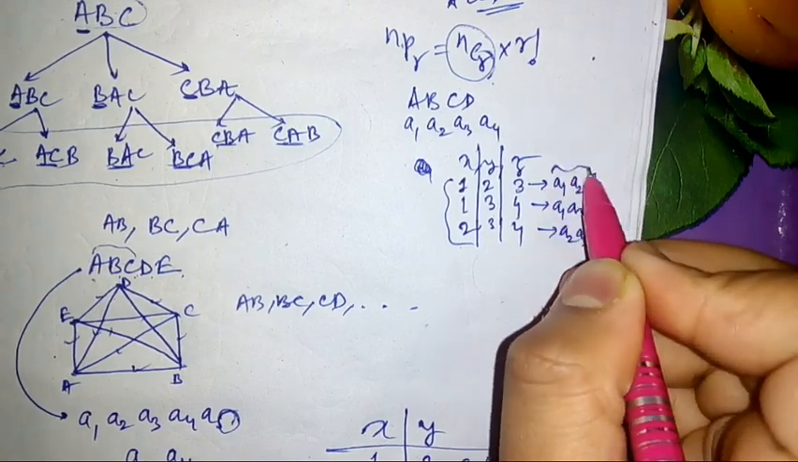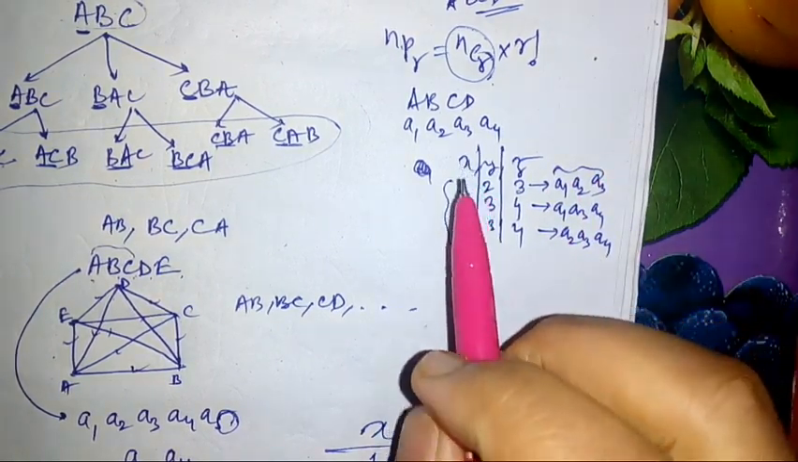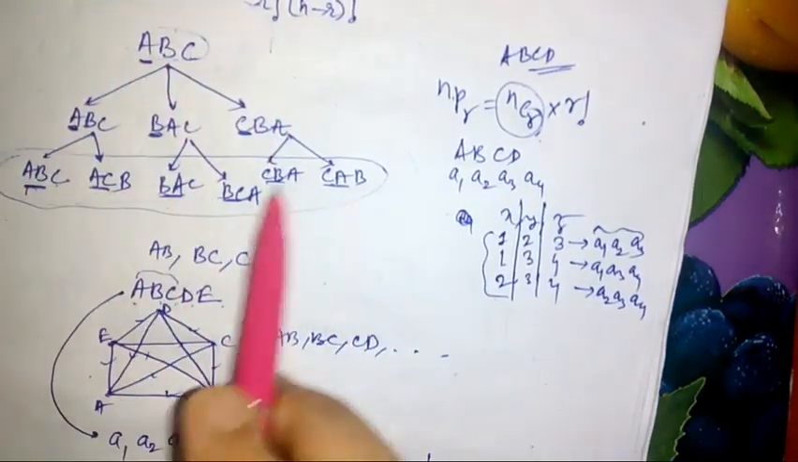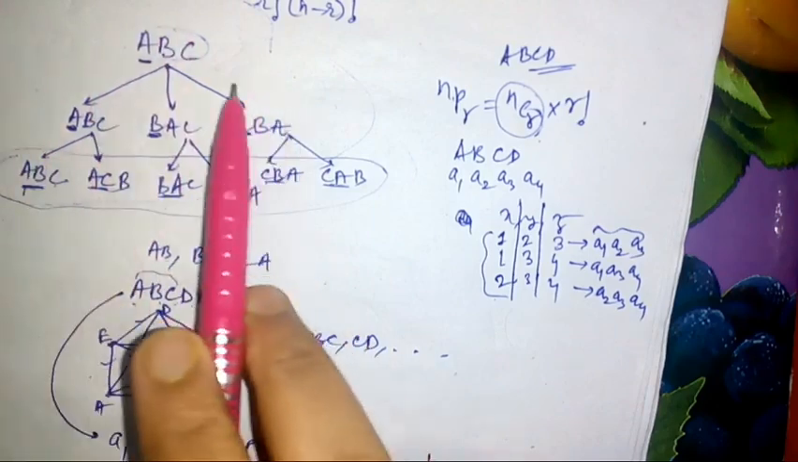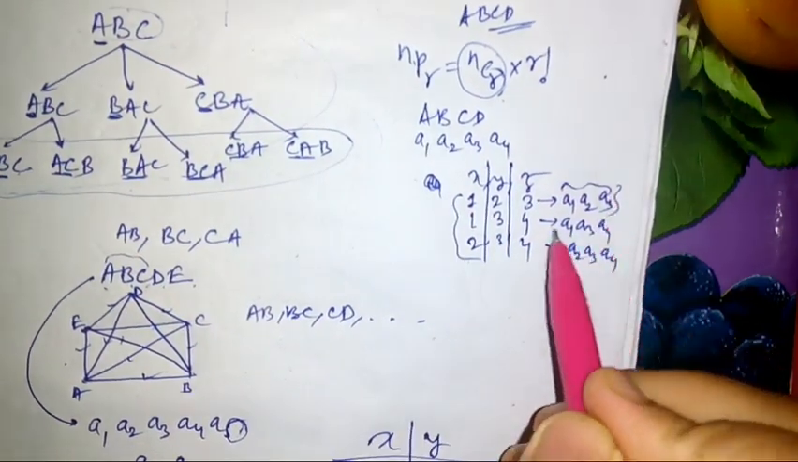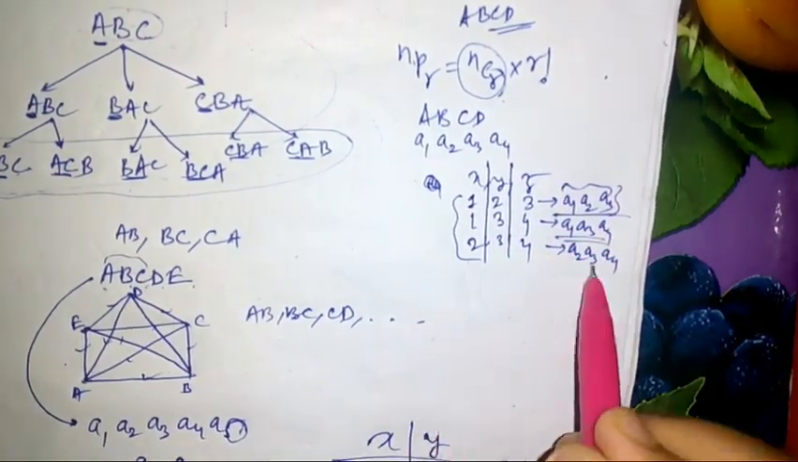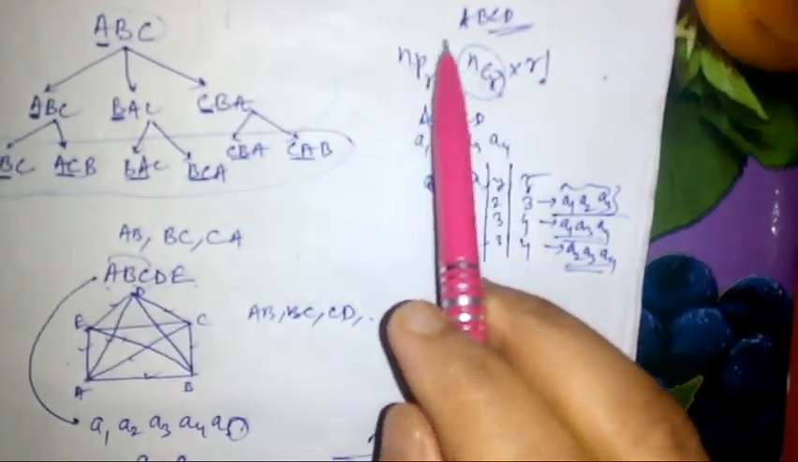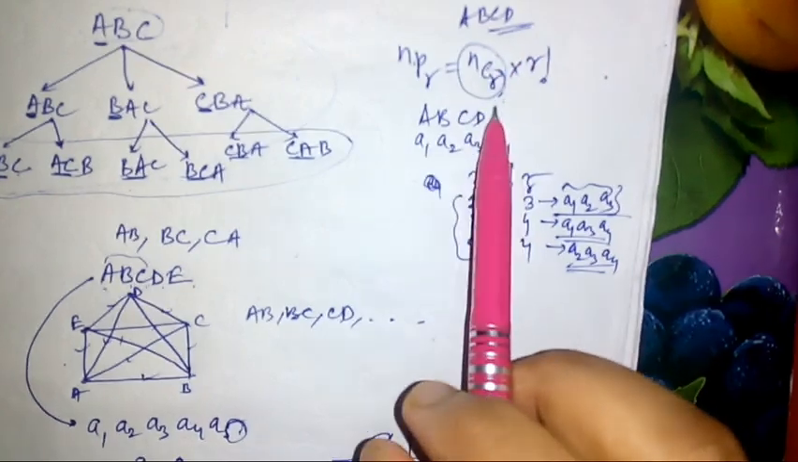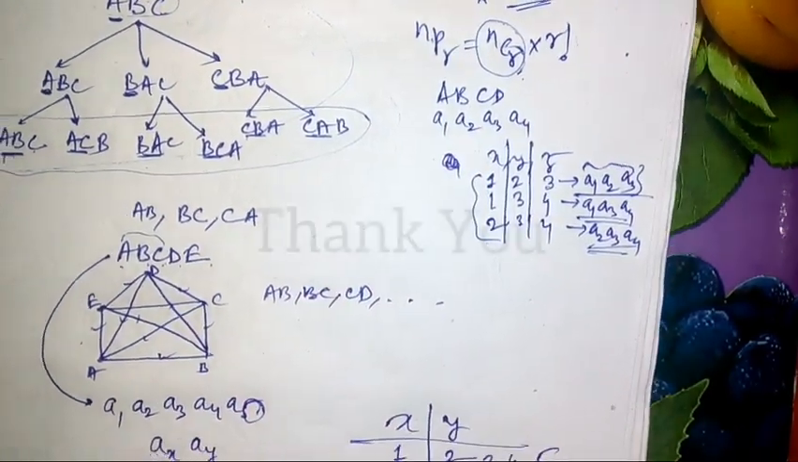Now we have to rearrange these to get our required answer, and the rearranging method is similar to the earlier one: we have to swap. For this one we have to swap, for this one we have to swap, and for this one we have to swap. After doing all that, we will get the total number of permutations that we want. So that was the method.